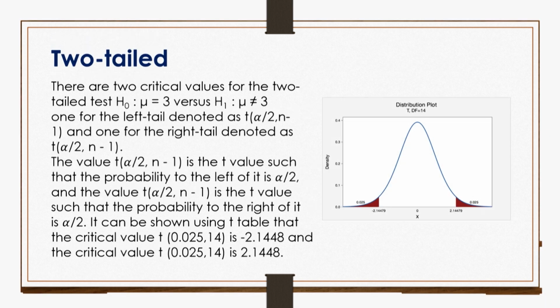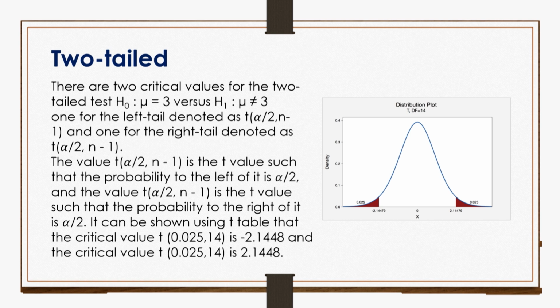Two-tail test. Here we are going to explain the two-tail test. In the earlier two slides, we discussed the one-tail test for right and left. Here, putting both together, we get what we call a two-tail test. Here, there are two critical values for the two-tail test. The null hypothesis is H0: mu equal to 3 versus the alternative hypothesis H1: mu not equal to 3. One for the left tail denoted as t alpha by 2 with n minus 1 degrees of freedom, and for the right tail denoted by t alpha by 2, n minus 1 degrees of freedom.